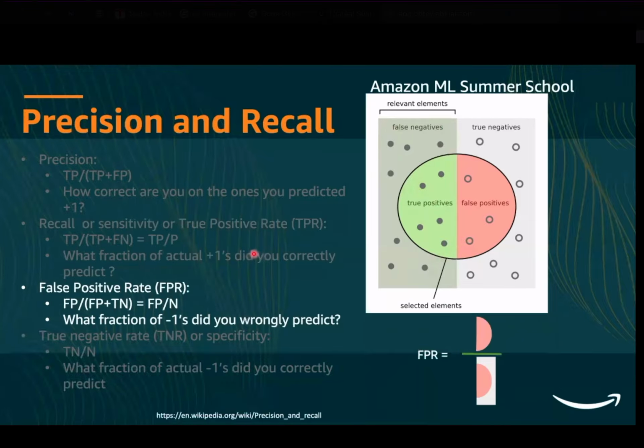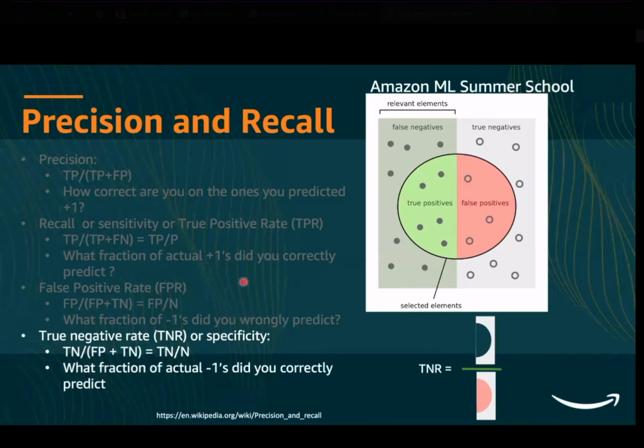Similarly, you can also compute the false positive rate. As the name suggests, the false positive rate is the fraction of negative samples which you wrongly predicted. These are the false positives which the model predicted, and the total negatives were these, the actual negatives. So it's basically the ratio of how many false positives you selected out of the total negative samples. So this is the false positive rate.